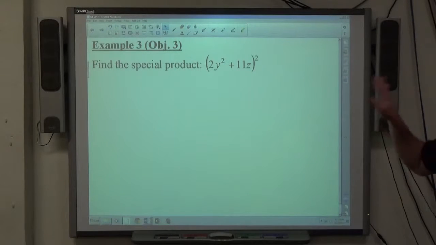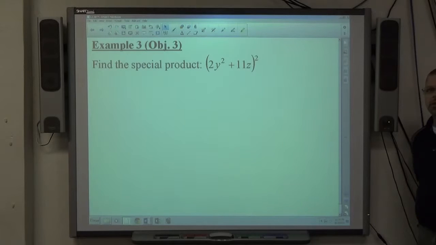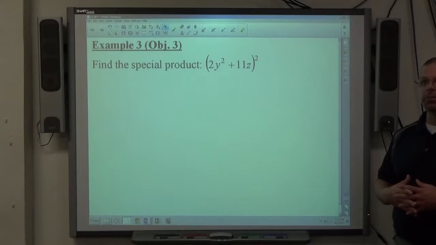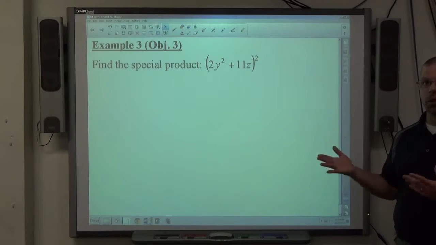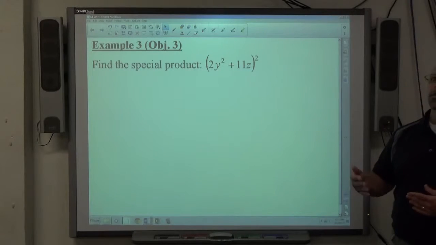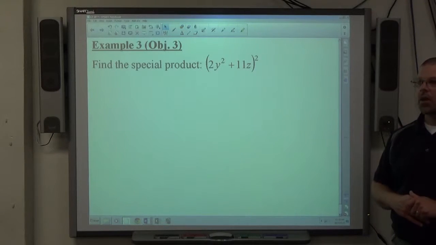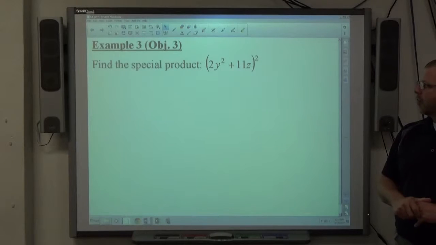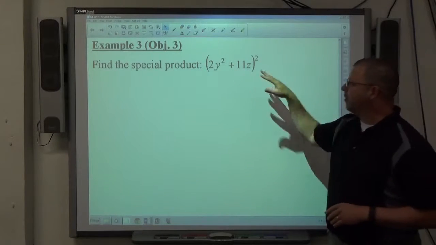Okay, example 3, we did problems like this last year. We're going to do a lot of these this year as far as multiplication of polynomials, and the efficiency is what I'm keying in on right now. There's shortcuts, and I want you to start using the shortcuts exclusively so that you're going to save yourselves time. This is a special product, it's a special structure where you have a binomial of the second power.